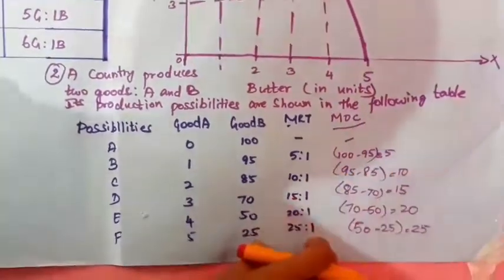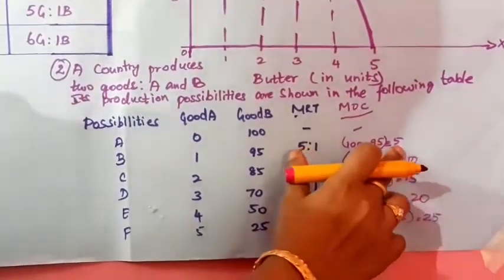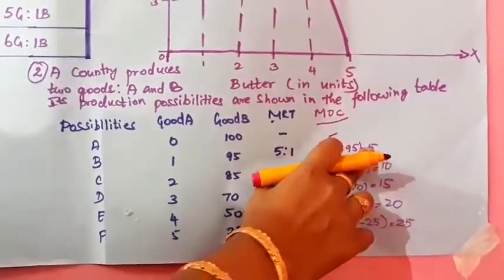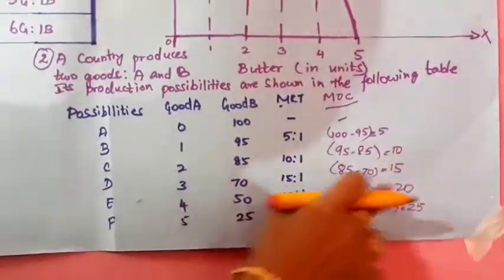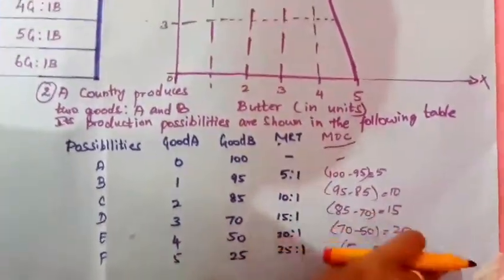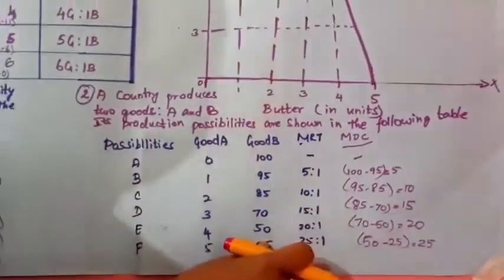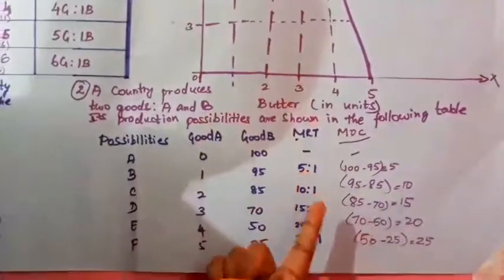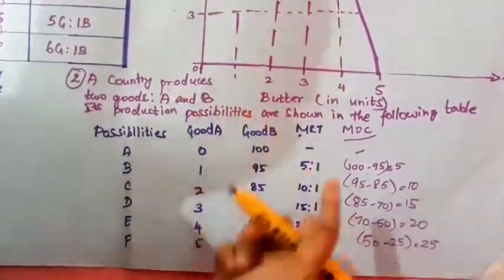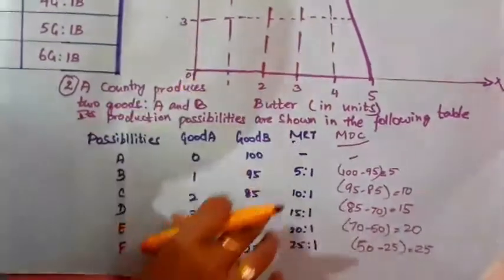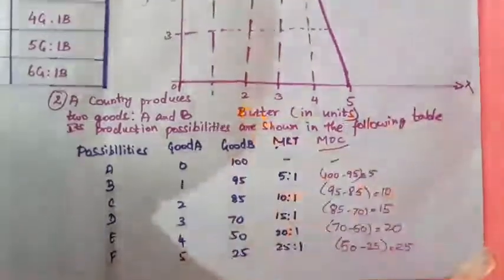Okay, so with the MOC found, we now find the MRT. So what is MRT? For all the possible combinations of the goods, MOC gives 5 is to 1, and then 10 is to 1, 15 is to 1, 20 is to 1, 25 is to 1. Why is the ratio 1 here? To get one unit of the good, we are sacrificing 5 units, like that. So it is a comparison ratio of the MOC with 1 unit.